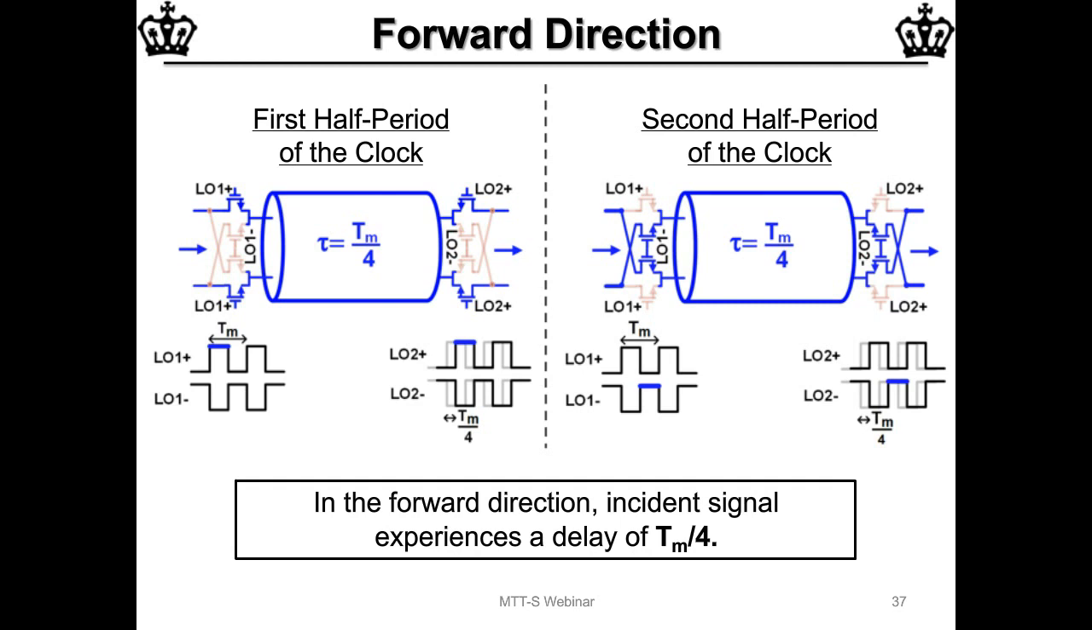In the second half, you pick up the delay of the line, but also two additional sign flips, and -1 times -1 is obviously equal to +1, and so these sign flips cancel each other out. And so in both halves of the clock, in the forward direction, the transfer function is just equal to the delay of the transmission line, which is Tm over 4.